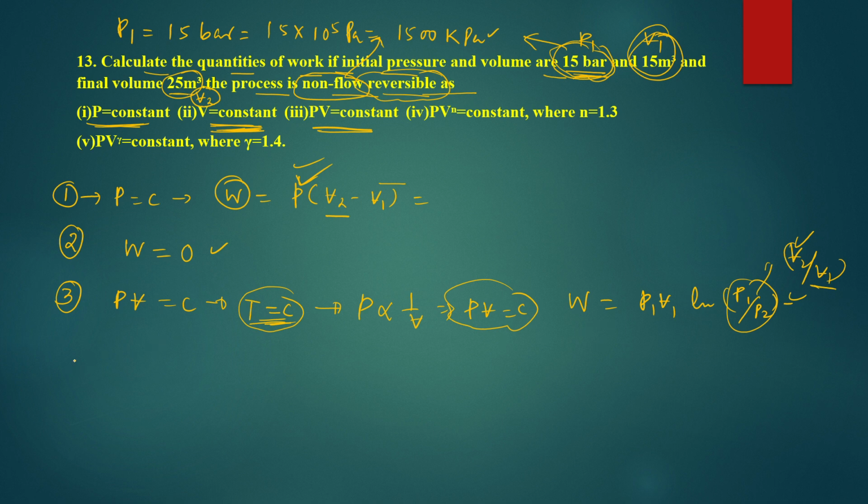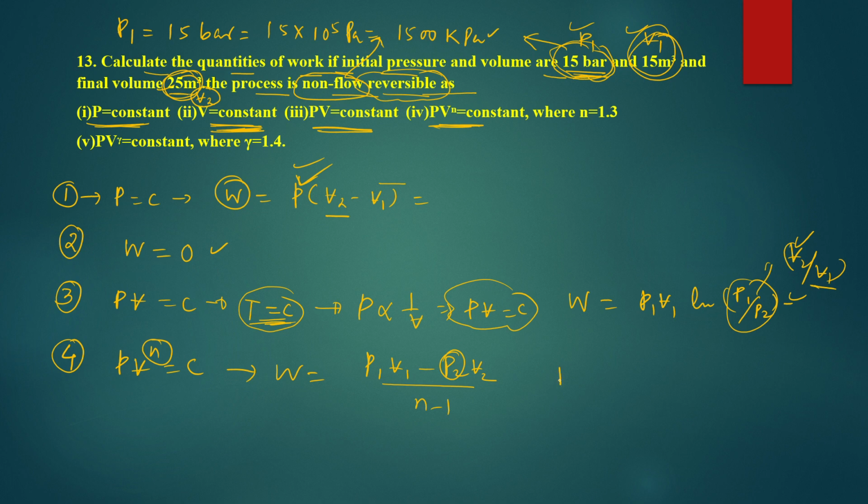Now the fourth one, where PV raised to the power n equal to constant. We have already solved two questions related to that. If PV^n equals constant and the value of n is given, the work interaction formula will be (P1 V1 minus P2 V2) divided by (n minus 1). The thing is that you have to find the pressure P2 first, because initial pressure and initial volume are given, final volume is given, but final pressure is not. Then you use this value in the equation.